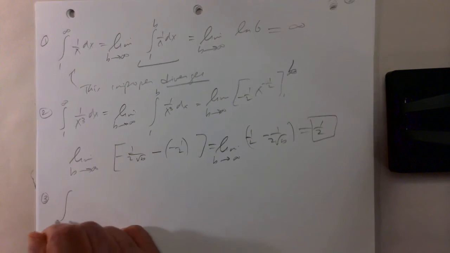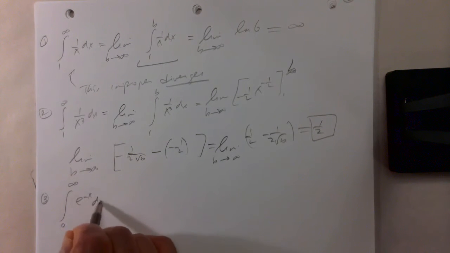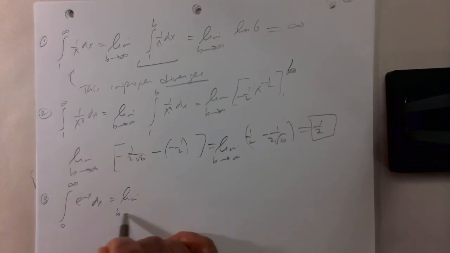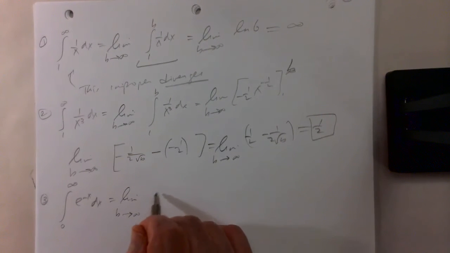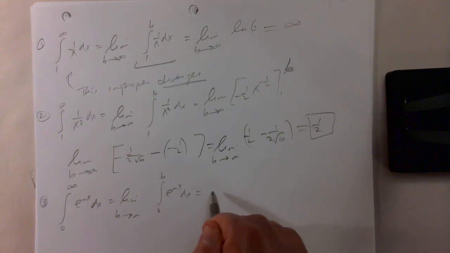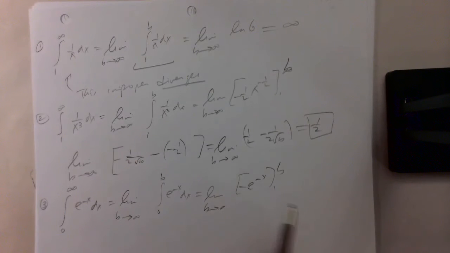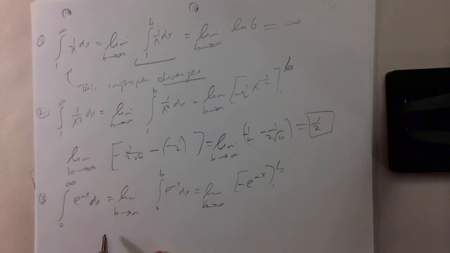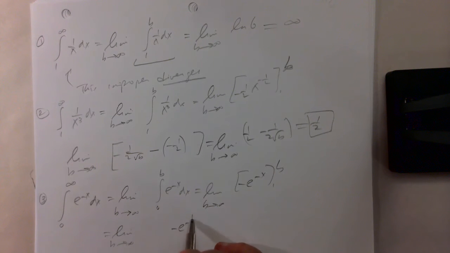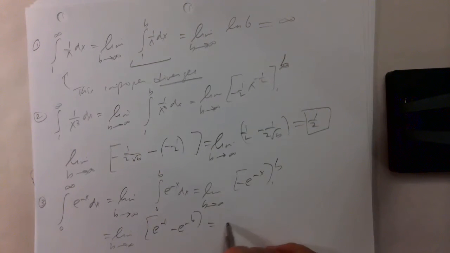One more integral. The integral from 0 to infinity of e to the minus x dx. So this is the limit as b goes to infinity of the integral from 0 to b of e to the minus x dx. This limit I know how to do. This is minus e to the minus x from 0 to b. That's the limit as b goes to infinity of minus e to the minus b, minus minus e to the minus 0, which makes this 1. This goes to 0, so this limit is 1.